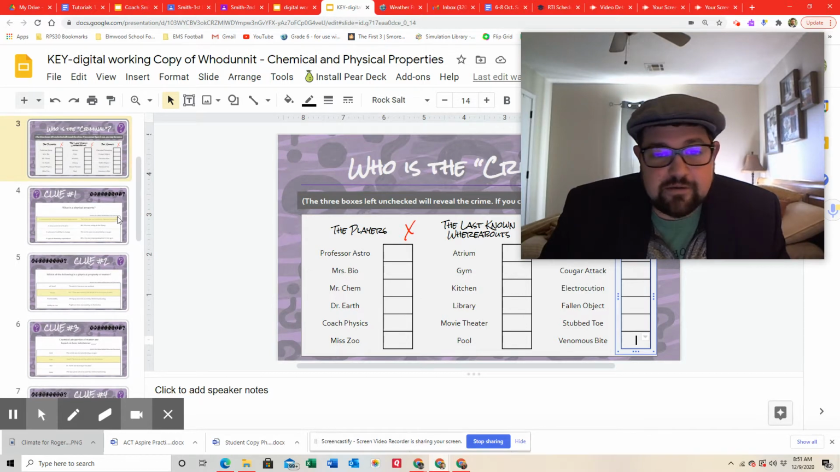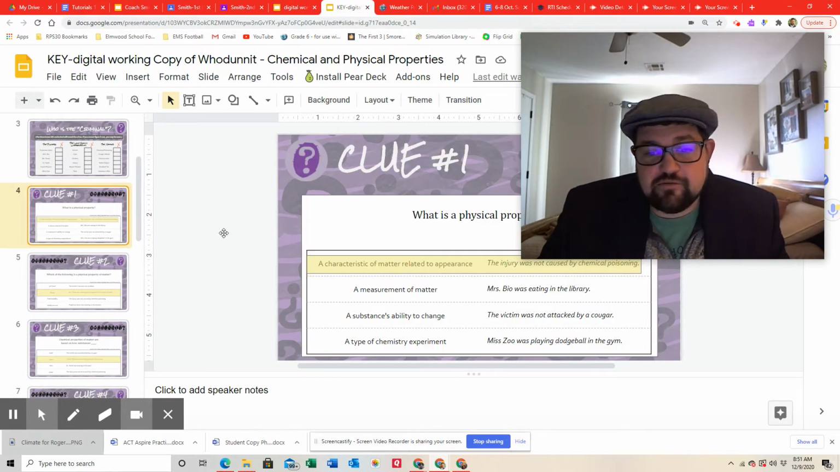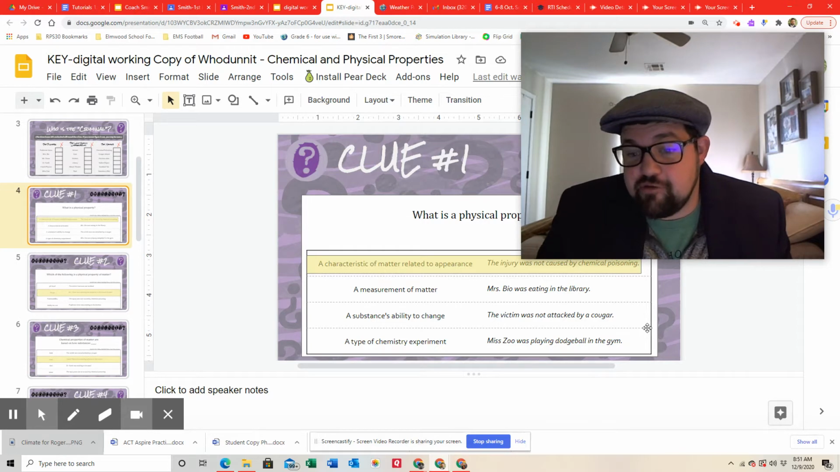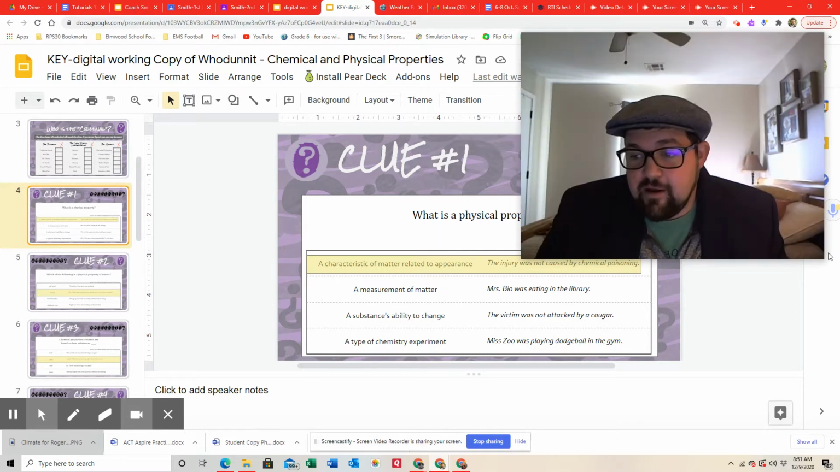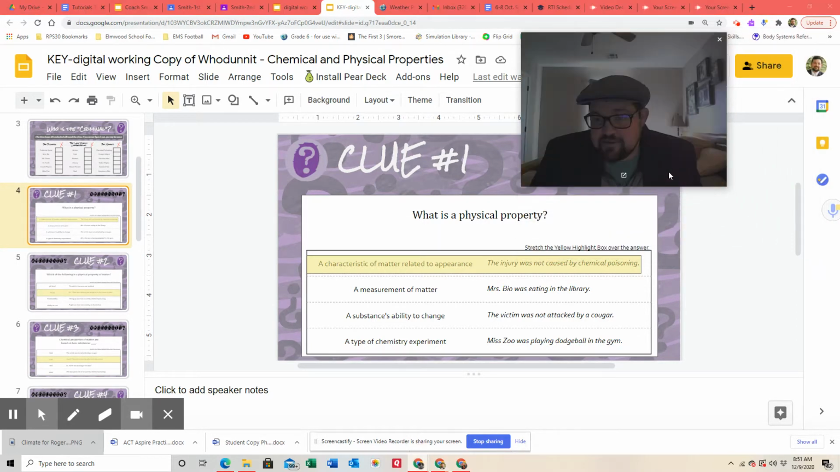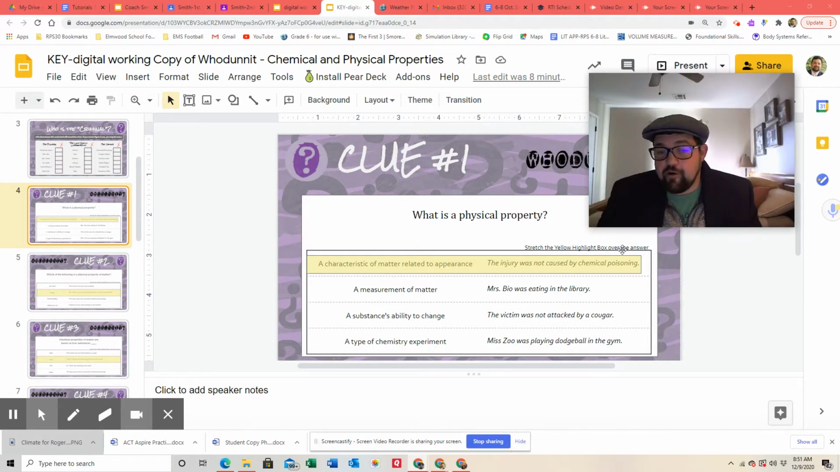Clue number one. So I'm gonna trolley through here and I'll show you the results. Right, I'm gonna shrink myself up here so you guys can see as well. Right here, what is a physical property? It's a characteristic of matter related to appearance. And from that answer, we know the injury was not caused by chemical poisoning.